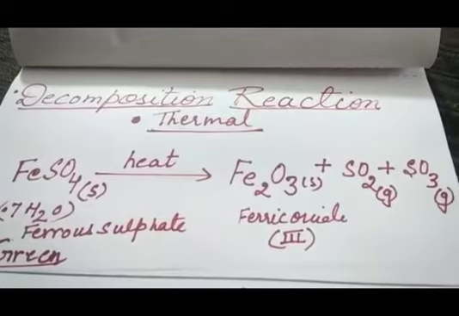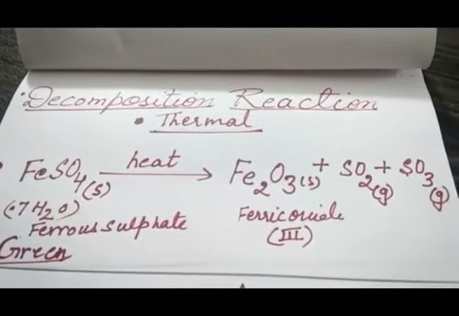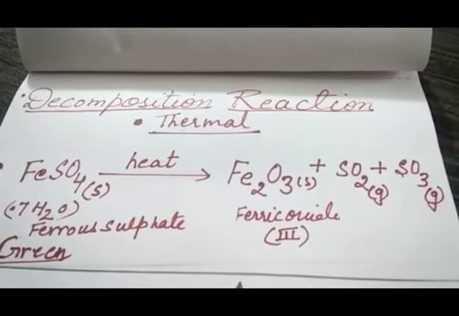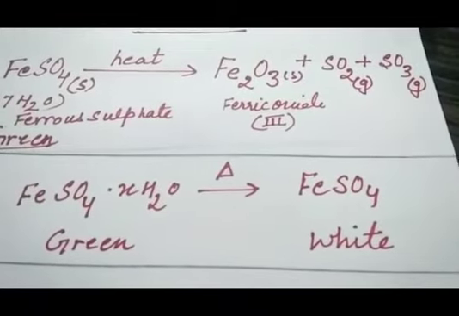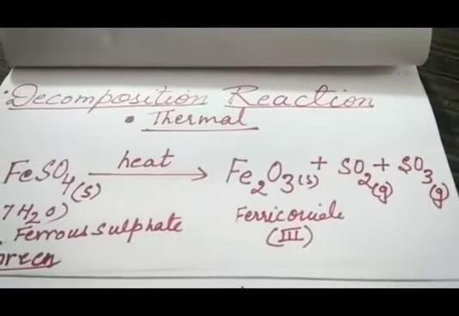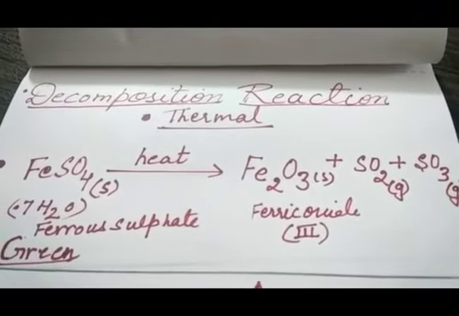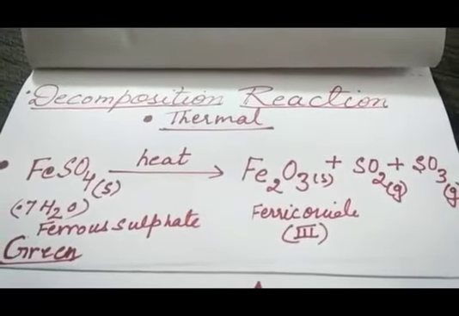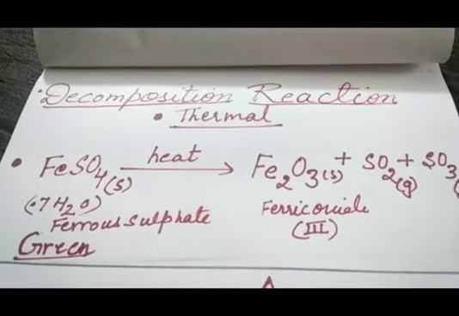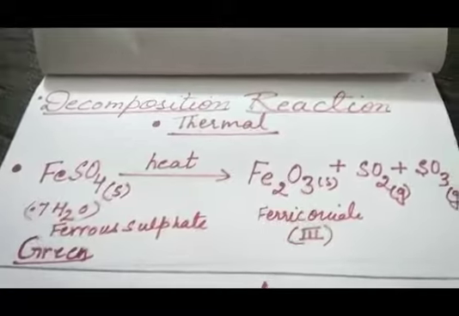Let us see this reaction. Hydrated ferrous sulfate means some amount of water molecules are added to the ferrous sulfate. When it is heated, first it forms ferrous sulfate, as the water molecules are removed, and then on strong heating it gives ferric oxide, Fe2O3, sulfur dioxide and sulfur trioxide. This is an example of thermal decomposition reaction.